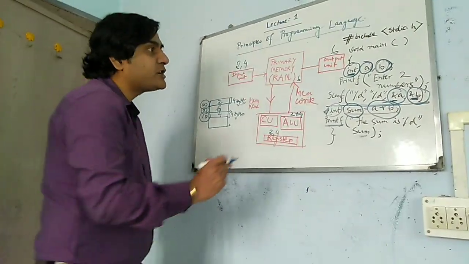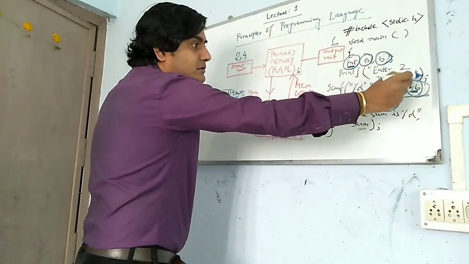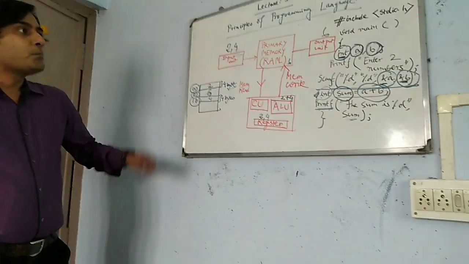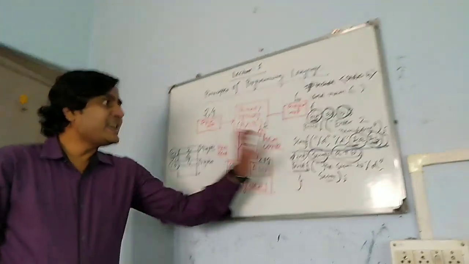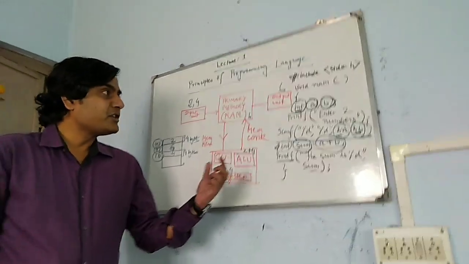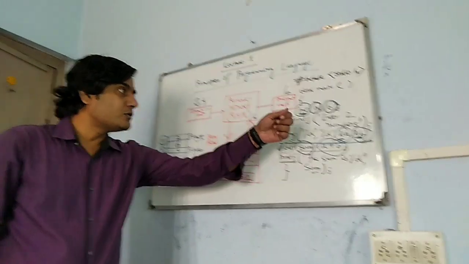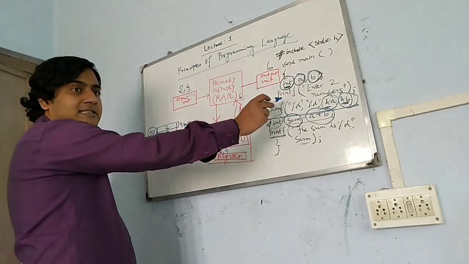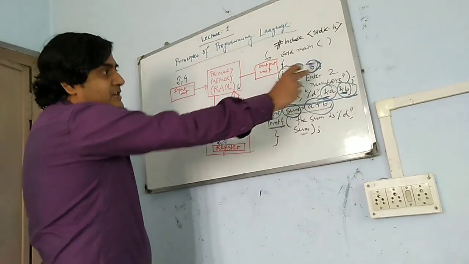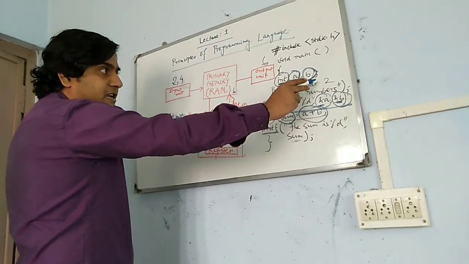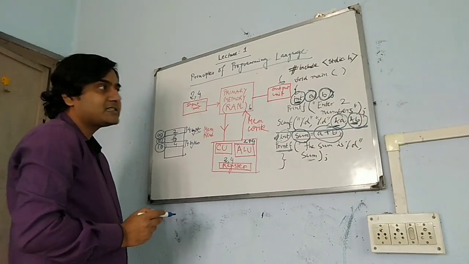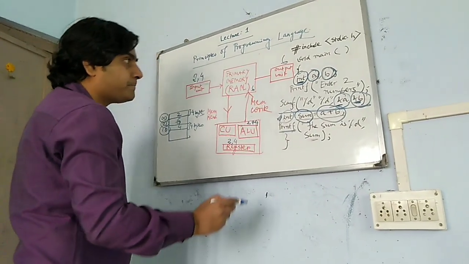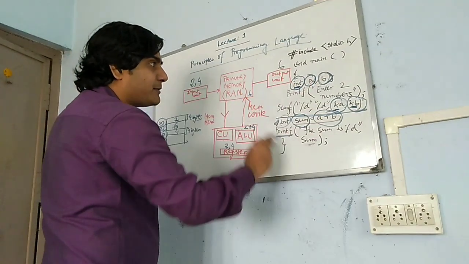Now let me explain what is the utility of the semicolons at the end of each line. The semicolons are given to mark the end of the statement, the end of the line, because if we don't put the semicolon, then the compiler will think that this line and this line are the same. So to mark the end of a statement, we have to put the semicolon at the end of each statement. So this is all about these steps.